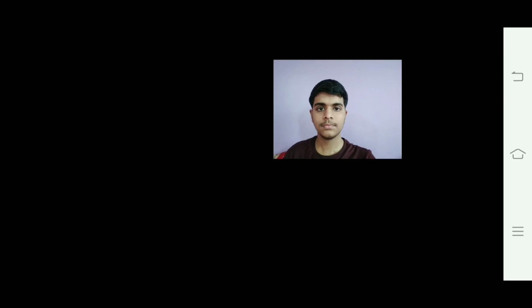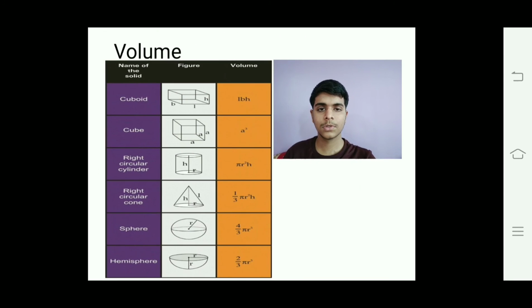Let's take a cuboid. So its base area will be L into b and its height is h. So the volume of the cuboid will be L into B into H. So here are some formulas for volumes of different objects. Starting with cuboid, we have its volume as L into B into H, that is its base area will be L into B and its height will be H, L into B into H.